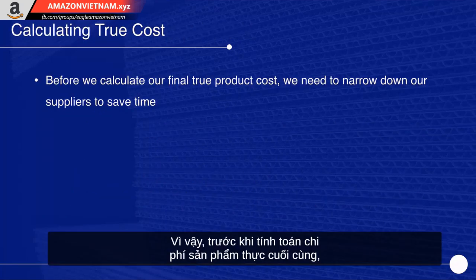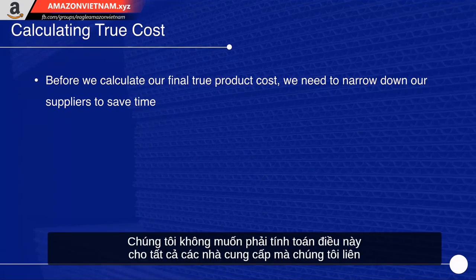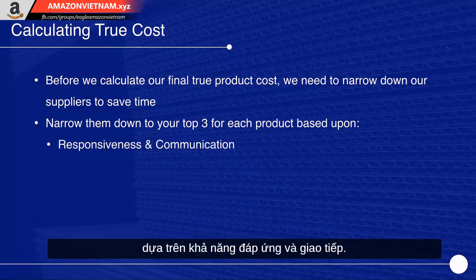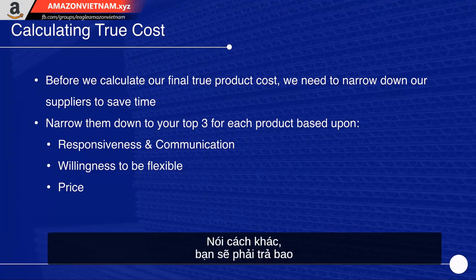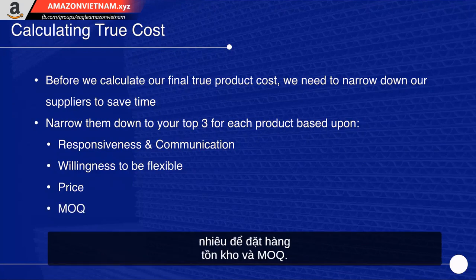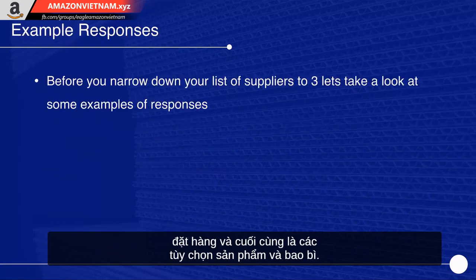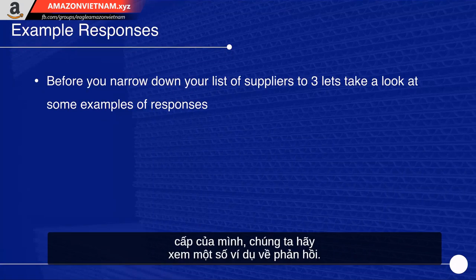So before we calculate our final true product cost, we need to narrow down our suppliers to save time. We don't want to have to calculate this for all the suppliers we contact. And you can narrow them down to your top 3 for each product or opportunity based upon responsiveness and communication, the willingness to be flexible, the price, in other words, how much it's going to cost you to order the inventory, and the MOQ, in other words, what's the lowest number of products you can order, and finally, product and packaging options.